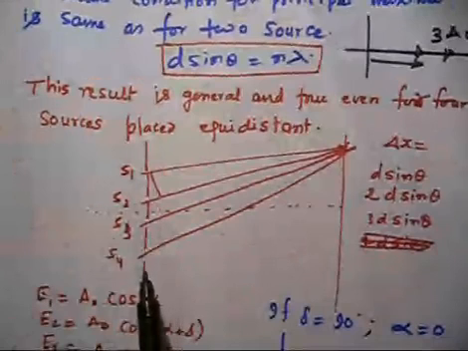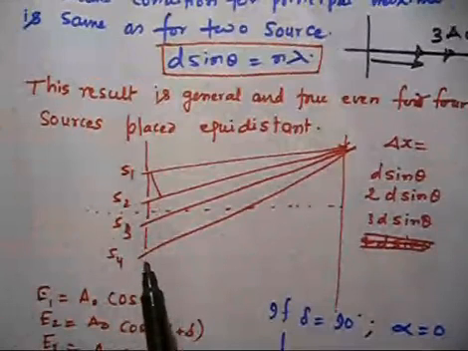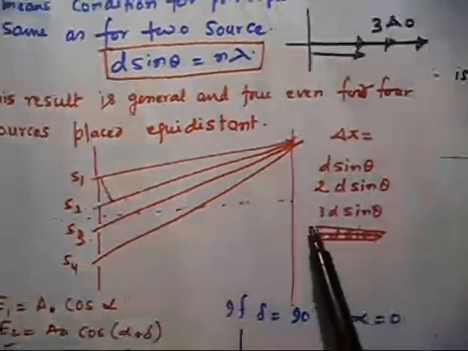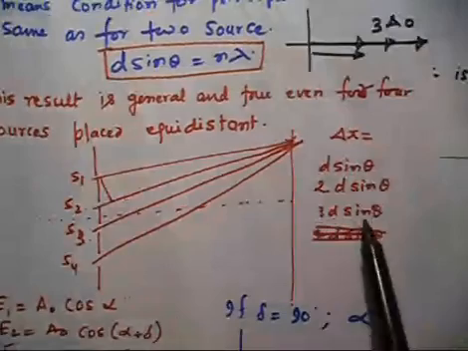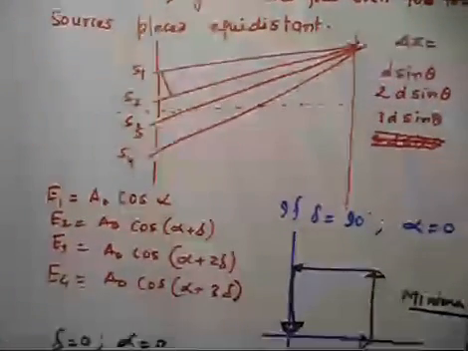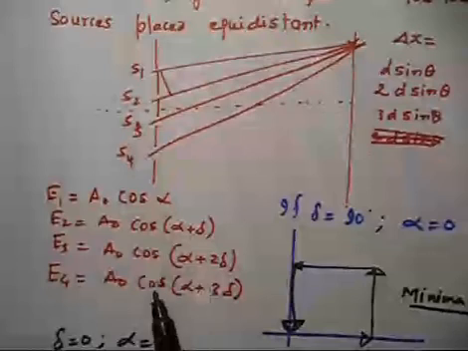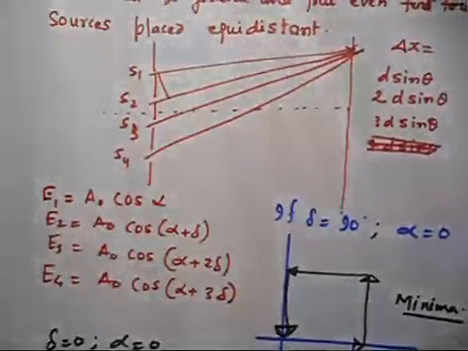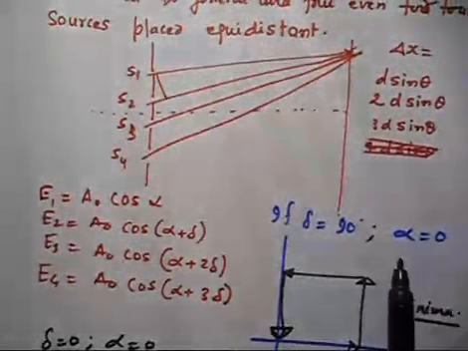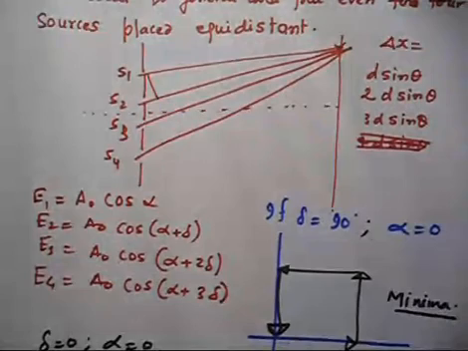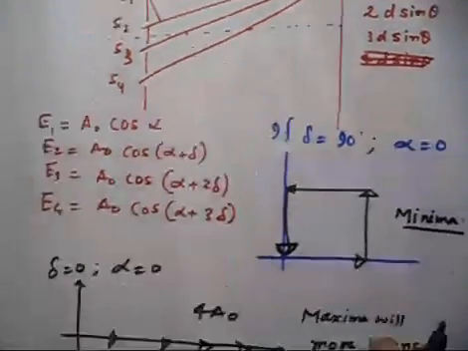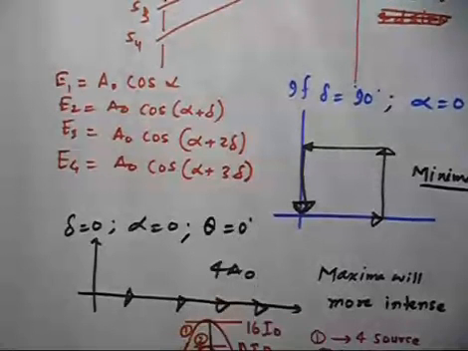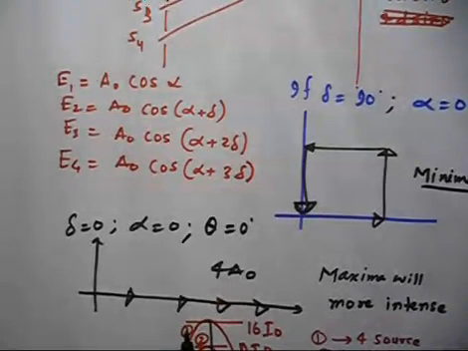So if you have 4 sources, S1, S2, S3, S4, so path difference this, and path difference this, and path difference this, you can always find d sin theta, 2d sin theta, and 3d sin theta. If I do the same thing, I can write the electric field as A naught cos(omega t + alpha), delta, plus 2 delta, plus 3 delta. Now if you take delta equals 0 degree, you will find intensity is 4A naught. This corresponds to theta equals 0 degree. Once again intensity is 4A naught.